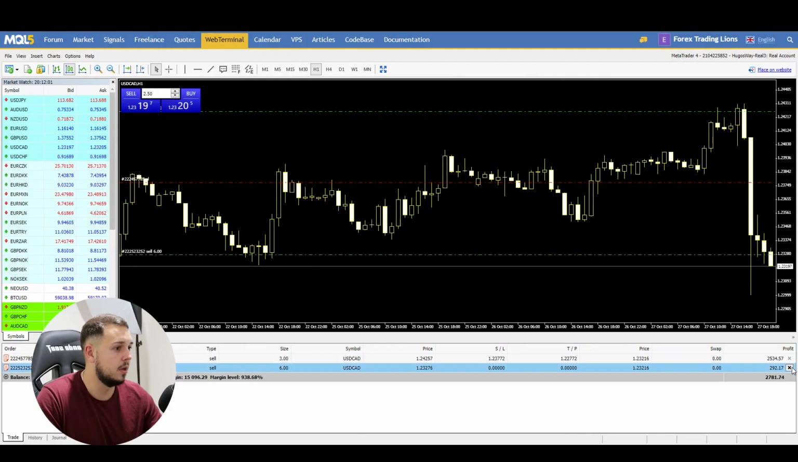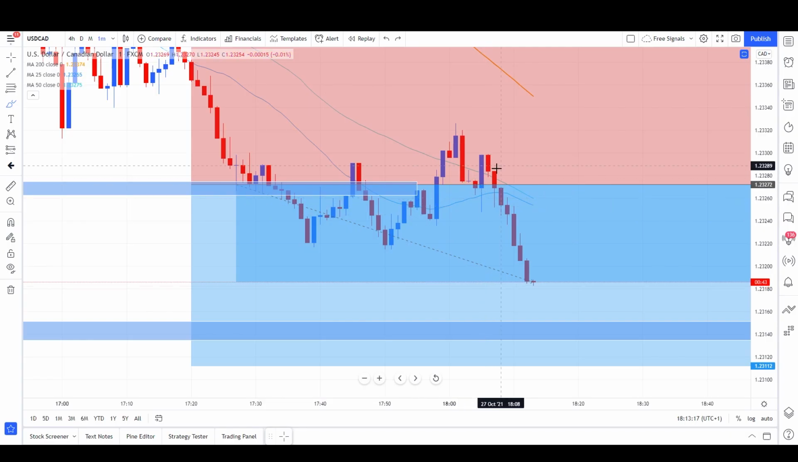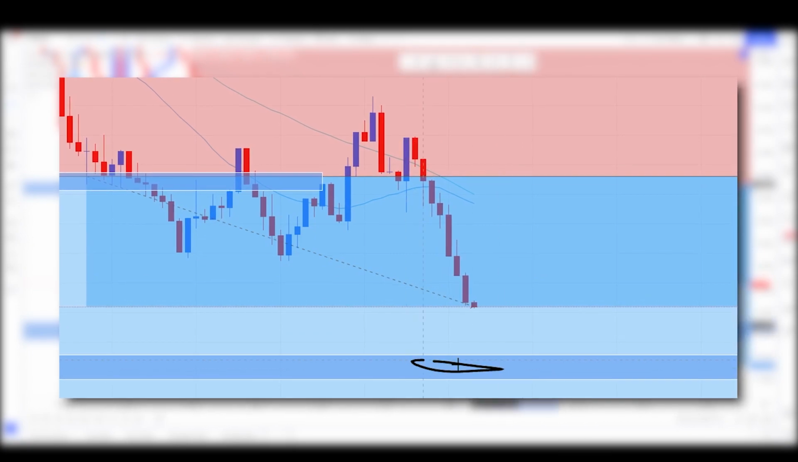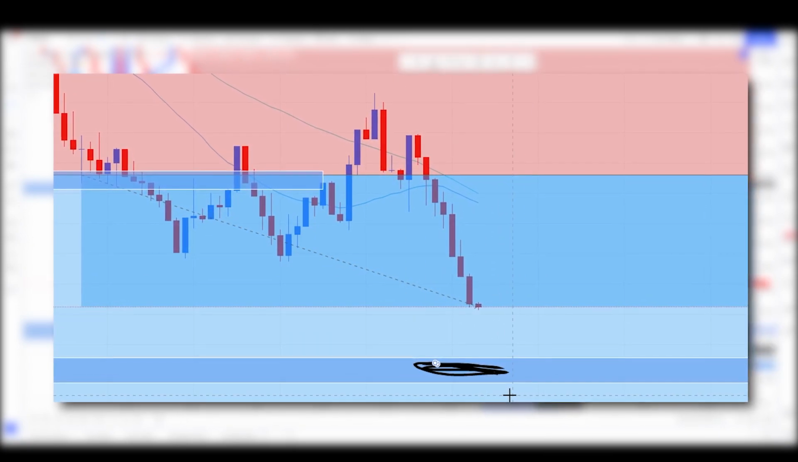I'm going to close them all off. And as you can see, after we closed off the trades, the market just crashed towards the downside. Very likely going to retest this area of support.